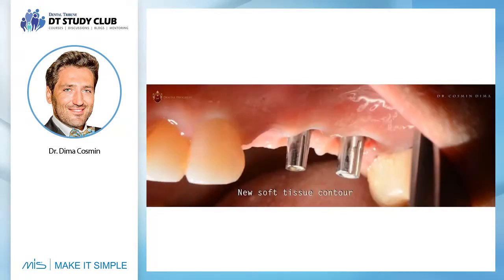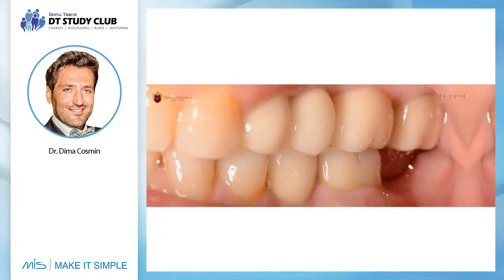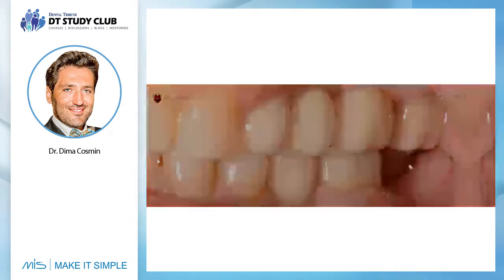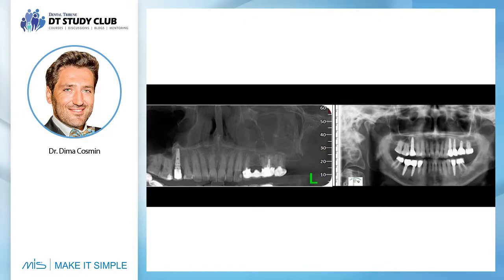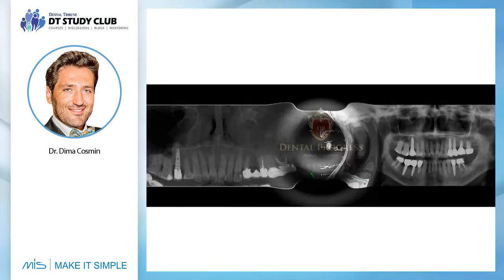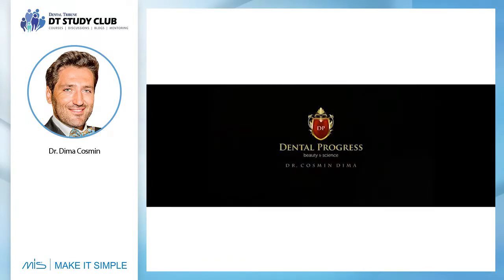And you can see after a few months that the new soft tissue contour is better. And now it's time for the final restoration. This is immediately post cementing. After that, for sure, the soft tissue will grow even more between the crowns. And you can see it on the X-ray also. We started with this full sinus, and after that the sinus is clean, the crowns in place, and everything is very stable. So let's see now the movie.